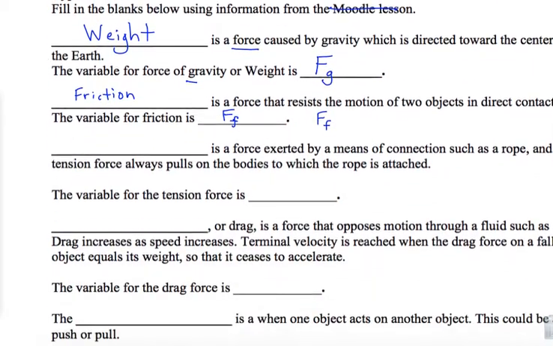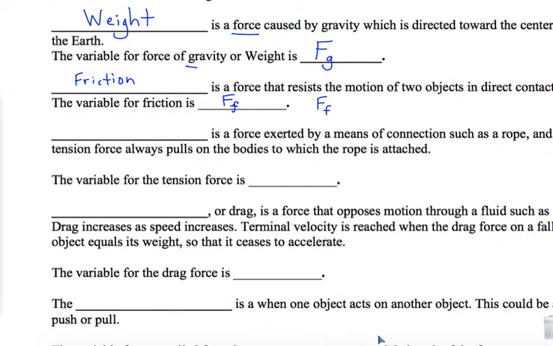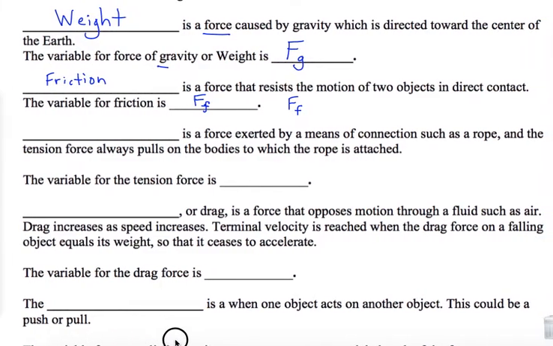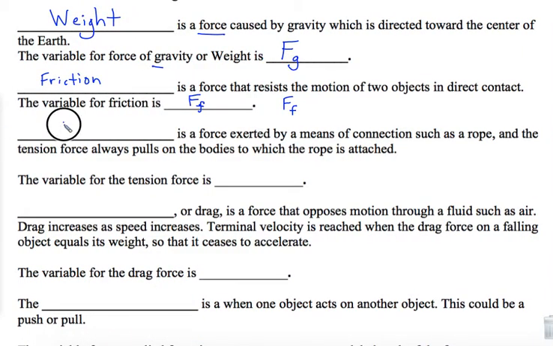Okay. A force exerted by means of connection with a rope is called the tension force. And the tension force always pulls on the bodies to which the rope is attached. So anytime you see ropes or wires or cables, strings, there's always a tension force. The variable for the tension force is, you might have guessed, capital F and a small t, force due to tension.